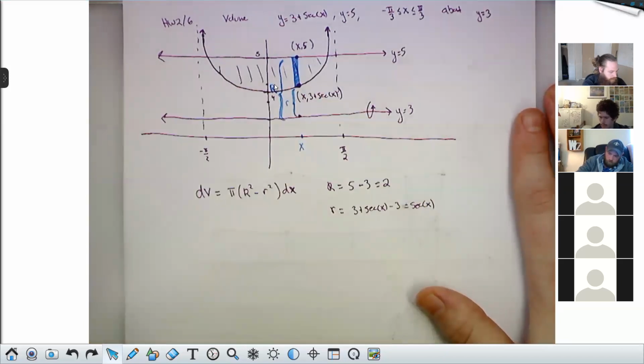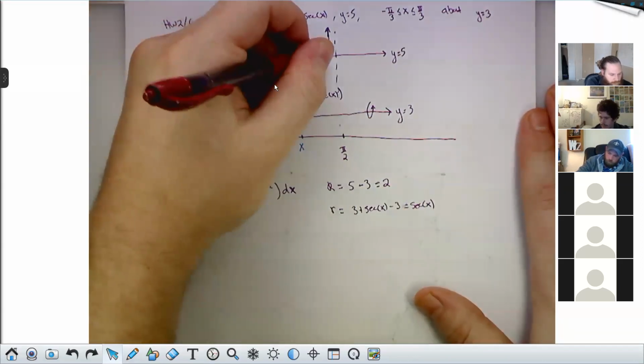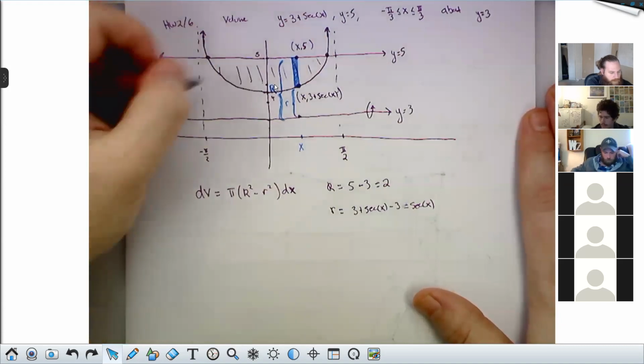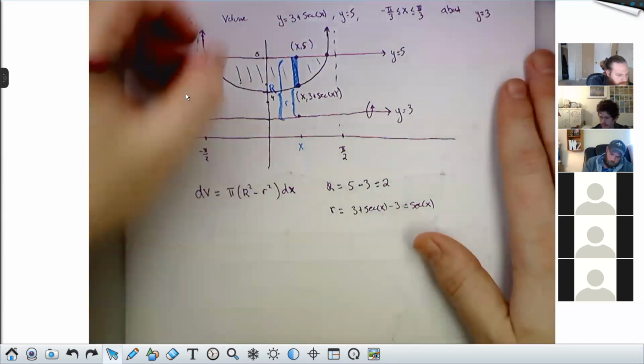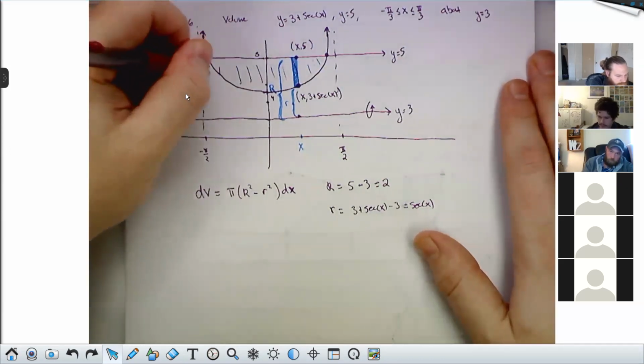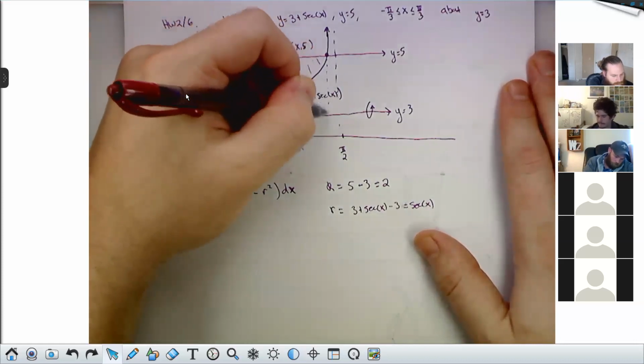Now there's one thing we haven't done. It's time to find my bounds. And in this case, who is the individual who said we should set curves equal to each other to find bounds? This time that's true. I need to integrate from whatever the x value is over here to whatever the x value is over here. To do that, I need to set this curve, y equals 5, equal to this curve, y equals 3 plus secant x. So let me call this number here a, the x value here. Let me call the x value over here b.